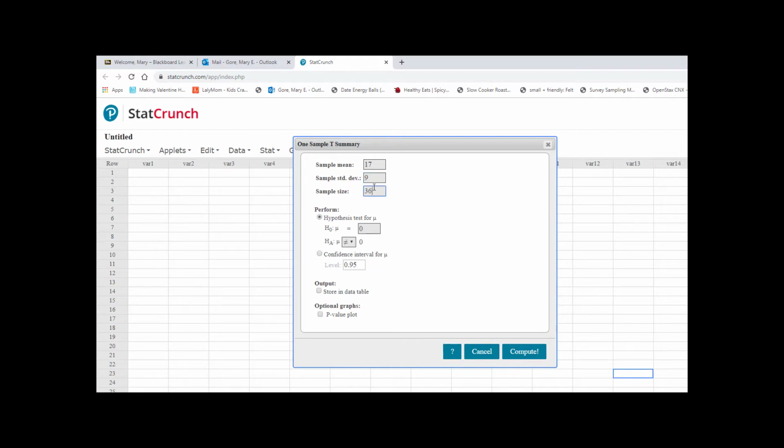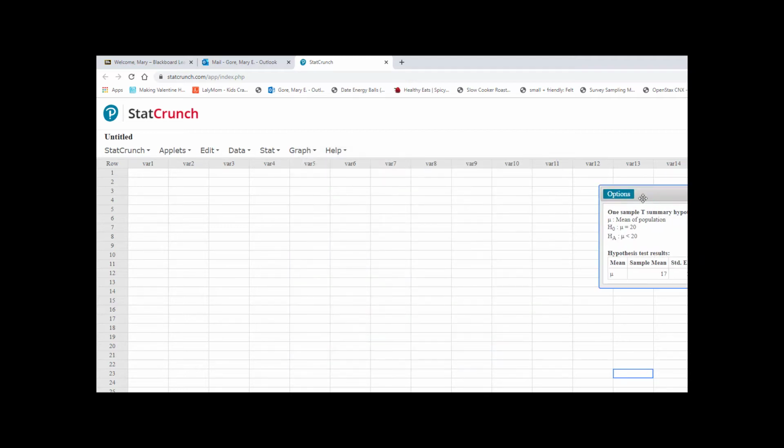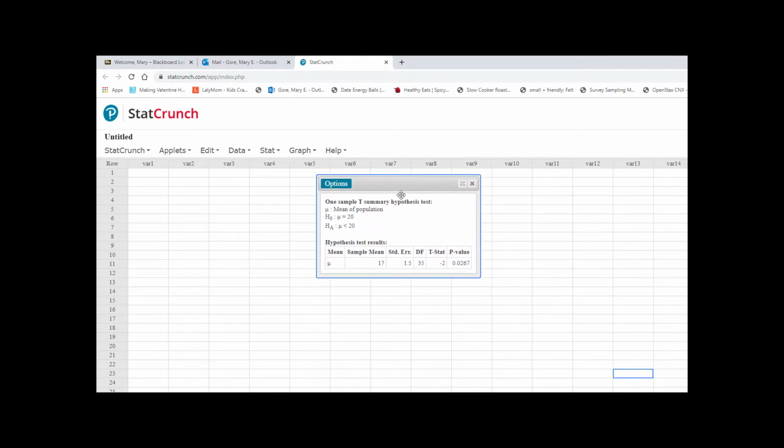StatCrunch just wants to know the evidence in this problem. The next thing it needs to know is, what did your hypothesis statements look like? Well, here is the mu we expected because we're testing a mean, and our mu was equal to 20, and our alternative hypothesis was a less than. That's all you need to enter in to have StatCrunch perform this hypothesis test for you. Click Compute.